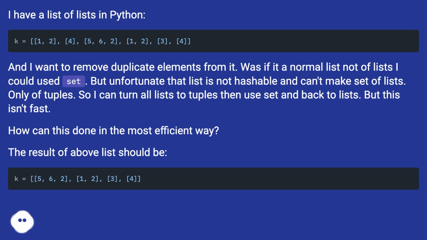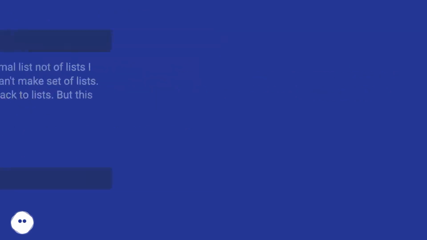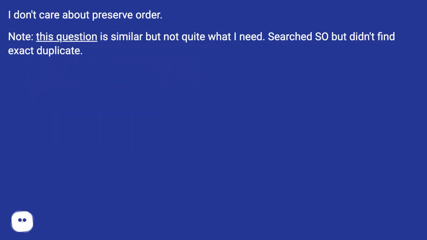So I can turn all lists to tuples, then use set, and back to lists. But this isn't fast. How can this be done in the most efficient way? The result of the above list should be this. I don't care about preserving order. Note, this question is similar but not quite what I need. I searched SO but didn't find an exact duplicate.